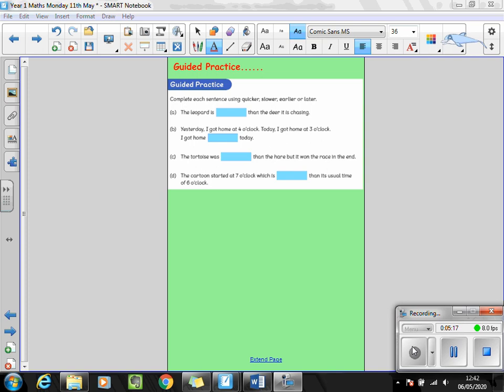You can only use each word once. Again, you might want to record this as a sentence in your book or talk the sentence through with your adult.